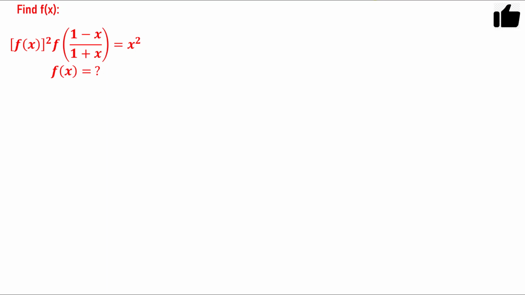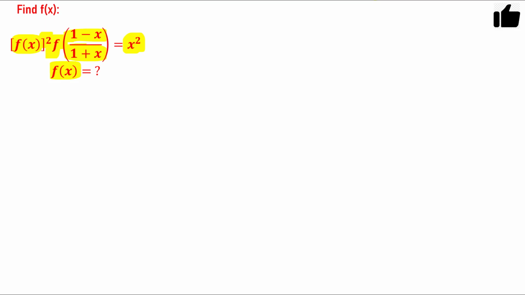Hello friends, in this problem we have to solve for f(x). You have been given that f(x) squared times f((1 minus x) divided by (1 plus x)) is equal to x squared. Then what is the function? What is f(x)? How will you do this problem?